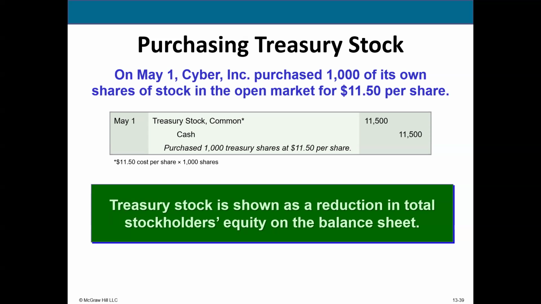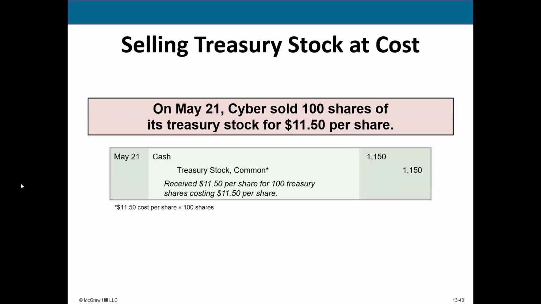Now, sometimes even after the company repurchased their own shares of stock, they might turn around and sell some of that again on the exchange. So here we have an example where they're reselling the stock. In this case, they're selling 100 shares at $11.50 a share. So we debit cash 1,150 and we credit the treasury stock 1,150.